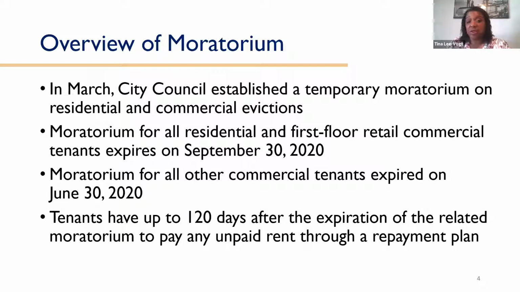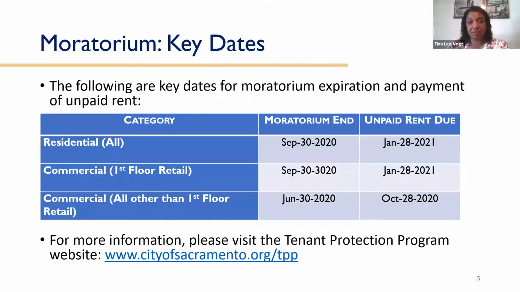All of the tenants will have up to 120 days after the expiration of the related moratorium to pay any unpaid rent through a repayment plan. So we just wanted to go over a few key dates because it can be confusing because there's two dates for expiration. For residential and first floor retail commercial, the moratorium ends September 30th, which means that unpaid rent would then be due by January 28th of 2021.